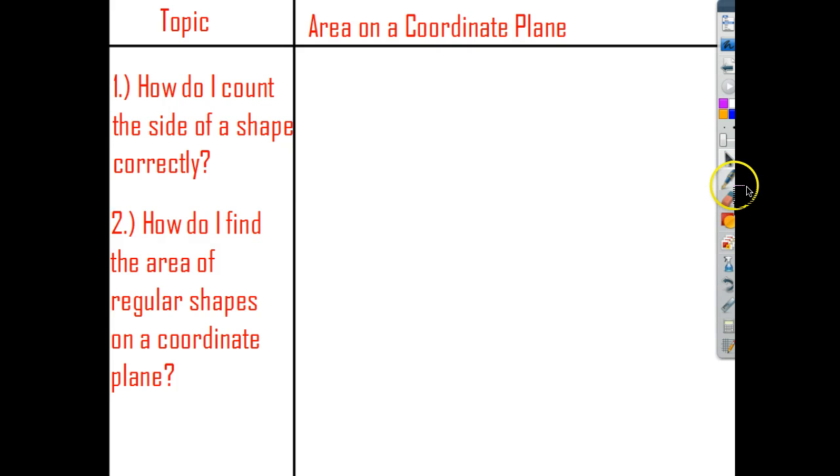Alright, in this video we're going to be talking about finding the area on a coordinate plane. So here are the two questions that we hope to answer in this little tutorial. The first one is, how do I count the side of a shape correctly? And the second question is, how do I find the area of regular shapes on a coordinate plane? So go ahead and pause the video at this time and write these questions down.